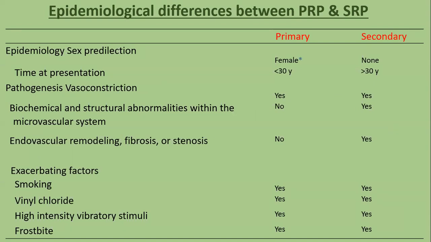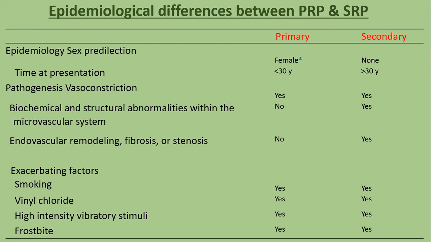The epidemiological differences between primary and secondary Raynaud's phenomena. As far as epidemiology and sex predilection are concerned, primary has more female predilection, while secondary does not have any special gender bias. And the time of presentation of primary is less than 30 years, and more than 30 years in secondary.